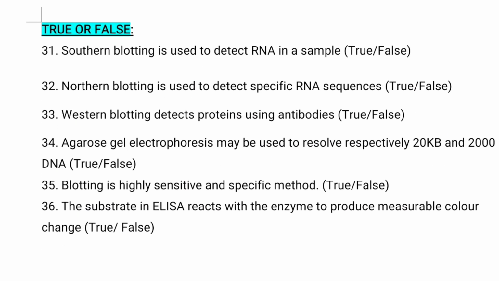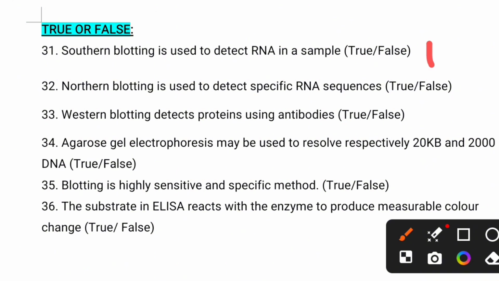The next category of questions belongs to the true or false category. You have to tell whether the statement is true or false. Let's see the first statement. Southern blotting is used to detect RNA in the sample. No, this statement is false. Why? Because it is used to detect the DNA in the sample. Next one, Northern blotting is used to detect specific RNA sequences. Yes, this is the correct one. Northern blotting is used to detect specific RNA sequences.